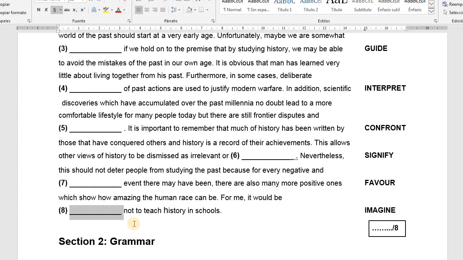It would be imaginable to teach. This is a sentence that you can say. So please make an effort to correct them if you can. And I'm going to show the answers in 3, 2, 1.